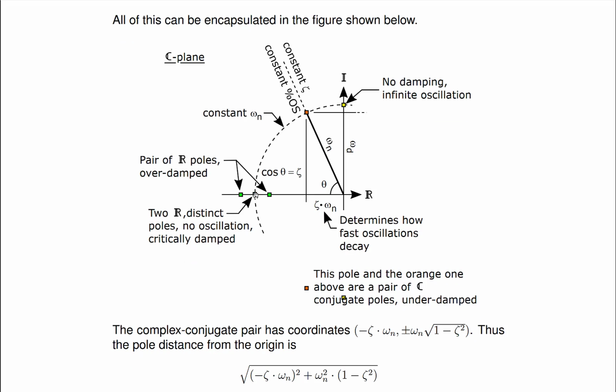This is actually the case of zeta equal 1. We'll see that in a minute. But zeta omega n is out here, and then zeta omega n minus that other part of the root would be here, and zeta omega n plus the other part of that root would be here. So we have 2 real roots that are distinct from each other.